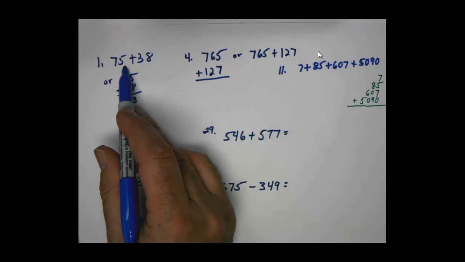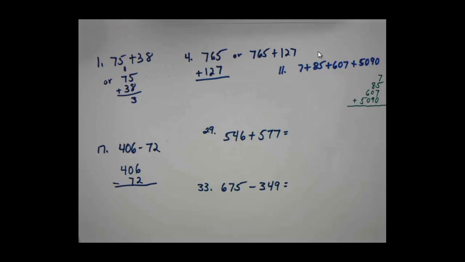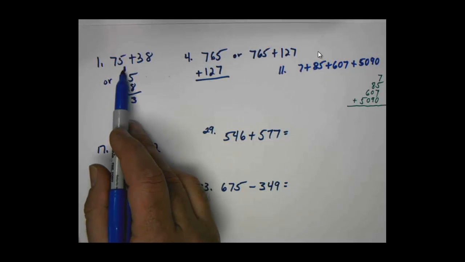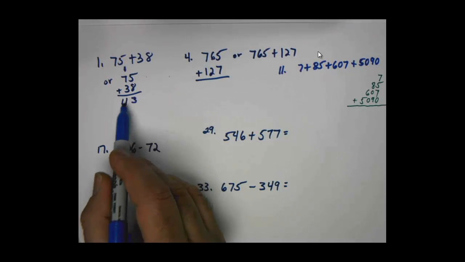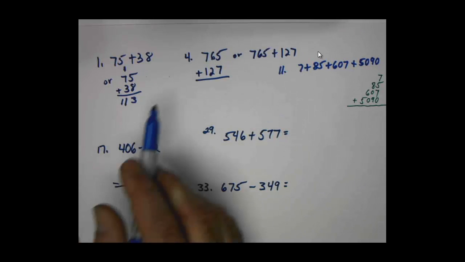You have only one spot you can put into the ones column, so the 1 has to carry over. So that then means that you have 7 and 3 is 10, plus the 1 that you carried gives you a total of 113.